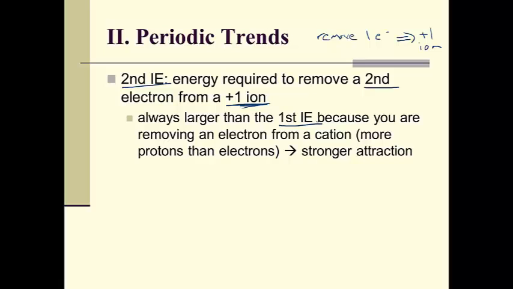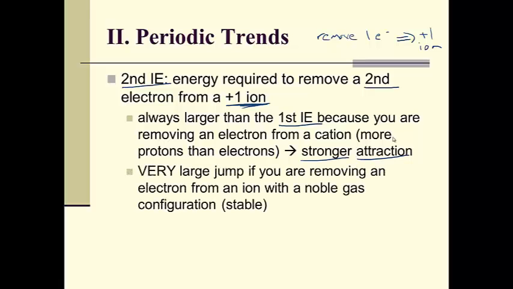because you're trying to remove an electron from a cation, which now has more protons than electrons, so there is a stronger attraction between the nucleus and the electron, so it's harder to pull out another electron. Now you get really large jumps if you're removing an electron from an ion that has reached a noble gas configuration. Because now these are really stable, and it's really hard to remove an electron.